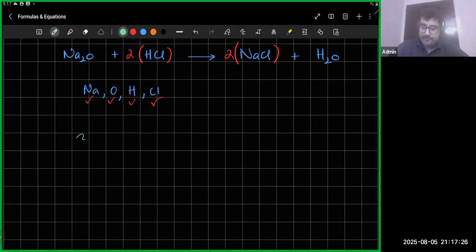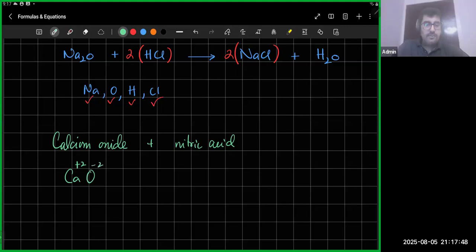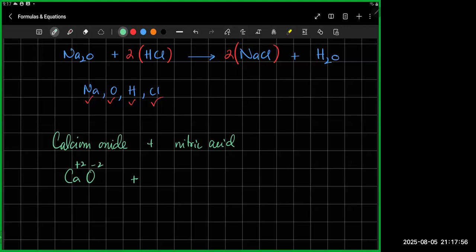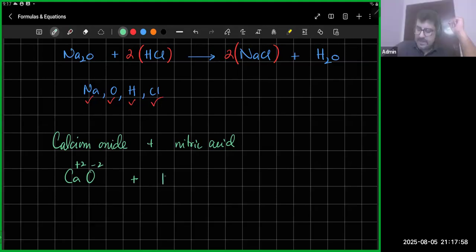Let's do calcium oxide with nitric acid. Calcium is group 2, so it's +2. Oxide is oxygen and it's in group 6, so it's -2. So what will the formula be? It's just going to be CaO, calcium oxide, right? What is the formula of nitric acid? HNO3, that's H+1 and NO3 -1 joined together.